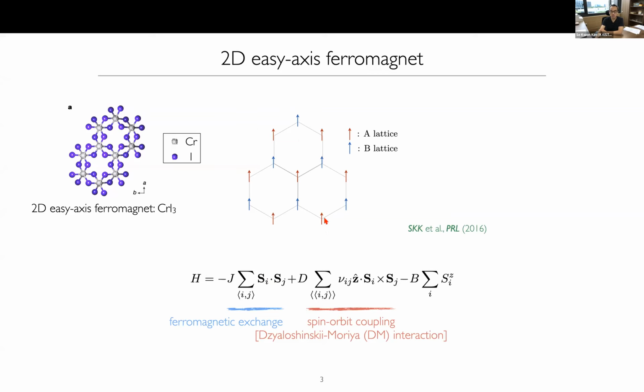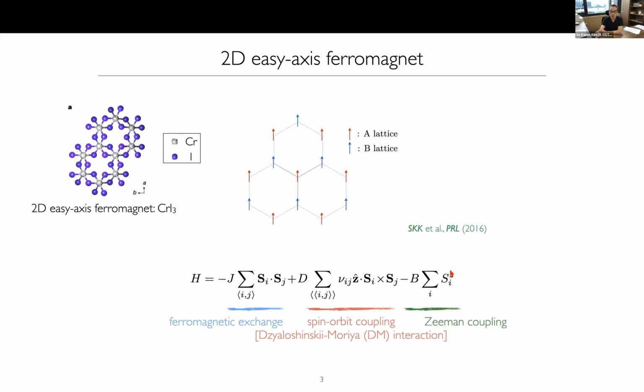Next-to-nearest neighbors means these two pairs of spins. These are next-to-nearest neighbors. And nearest neighbors occurring in this ferromagnetic exchange interaction are these pairs, really two sites connected by one bond. So those are nearest neighbors. And the second term is the spin-orbit coupling term, and sometimes it's called the Dzyaloshinskii-Moriya interaction.